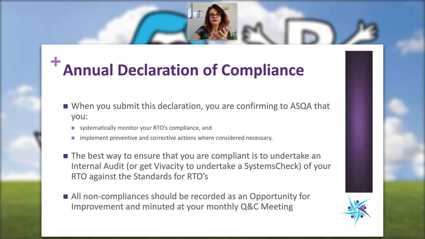And fourth is actually minuting at your meeting, completing an opportunity for improvement form if you identify that there are any non-compliances or any weaknesses that need to be improved. So you should be doing that as well. As I said, the best way to ensure that you are compliant is to undertake an internal audit or get Vivacity to undertake a systems check of your RTO against the standards for RTOs. All non-compliances should be recorded as an opportunity for improvement and minuted at your monthly meeting.